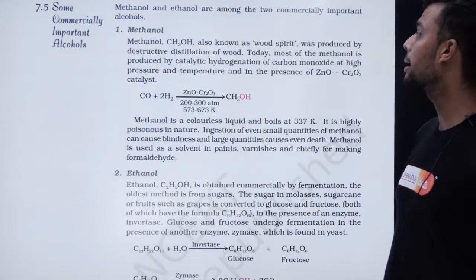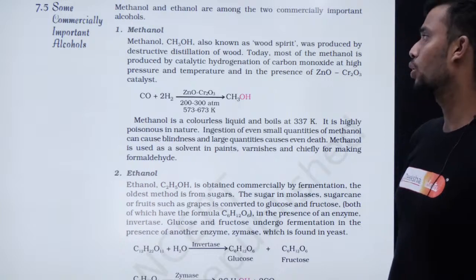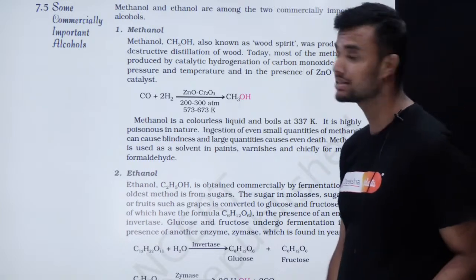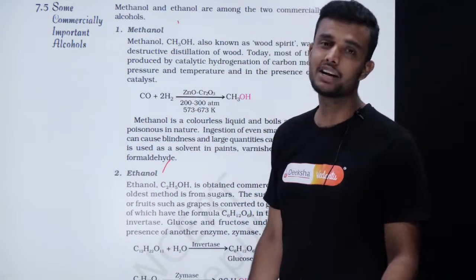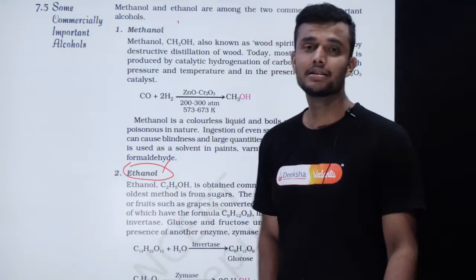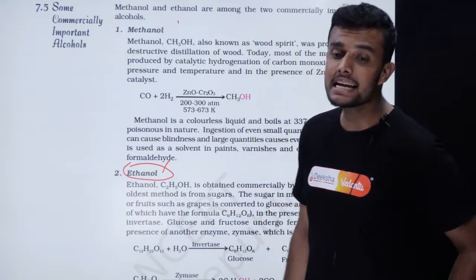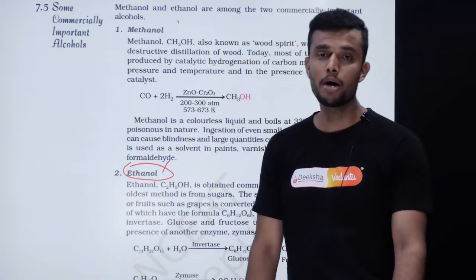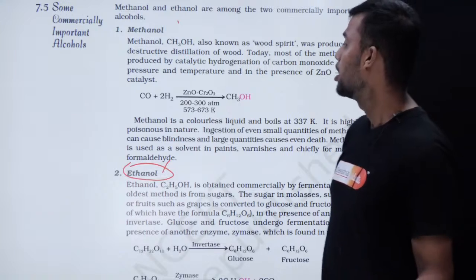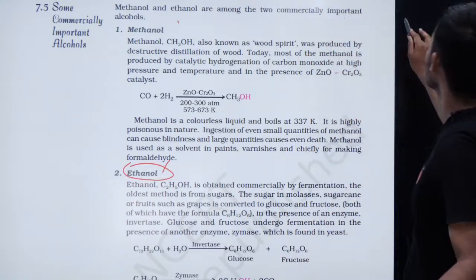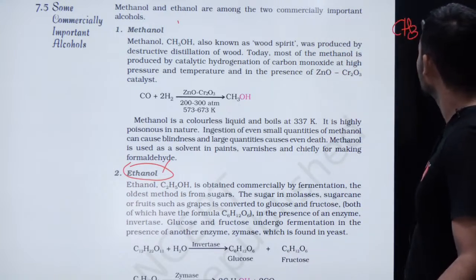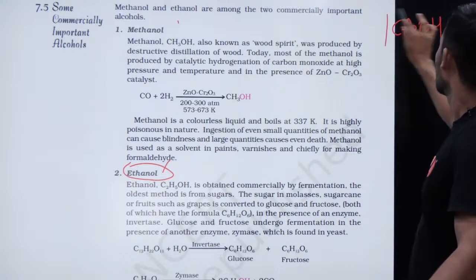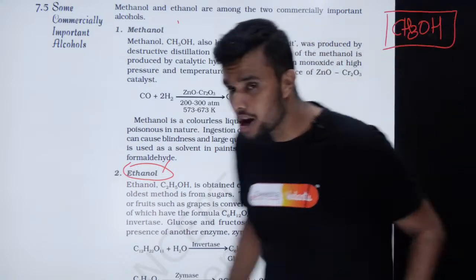Next, move on to some important commercial alcohols. Some commercially important alcohol is nothing but ethanol. We already know, right? Ethanol is an ingredient present in drinks. Very important. How is this ethanol forming, students? The preparation of methanol. What is the molecular formula of methanol, my dear students? CH3OH. CH3OH is the molecular formula.